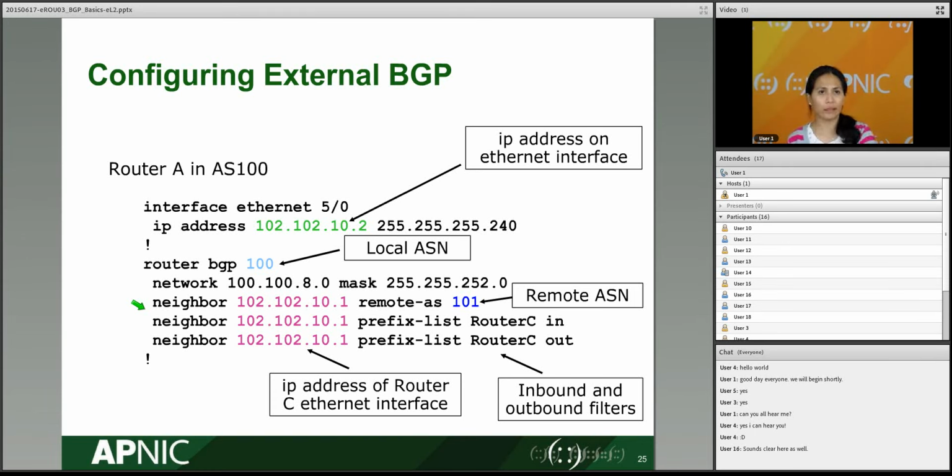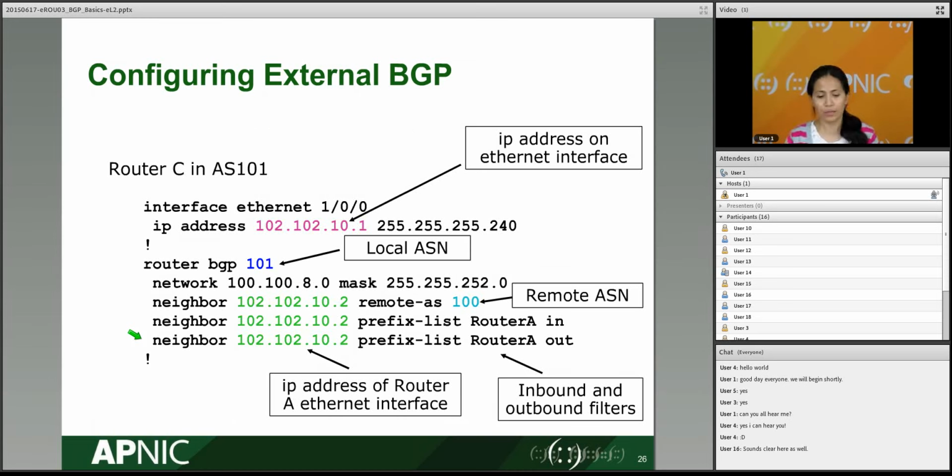Then for router A, my IP address is 102.102.10.2. Now I specify 3 lines: neighbor, my neighbor's IP address, remote AS 101. So here, we are doing eBGP because this one is our AS number, this one is our neighbor's AS number. Okay, then you specify your filters. You have inbound filters for this neighbor relationship. You also have outbound filters, again depending on your own organization's policy.